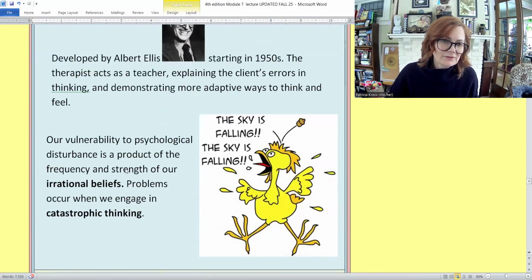So the idea is our vulnerability to psychological disturbance, anxiety, depression, etc., is the product of the frequency and strength of our irrational beliefs, right? Ellis says it's all about the way you interpret the world around you. So, for example, if you engage in catastrophic thinking, seeing everything as disaster, then guess what? You're going to be anxious. So maybe don't think that way anymore. Right? And so learning how to think differently.